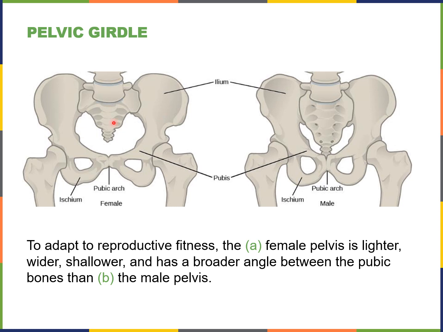And it's because the pelvic girdle has evolutionarily evolved so that women are able to reproduce successfully. So it's lighter, but it's also wider and shallower and has a broader angle between the pubic bones than the male pelvis does.